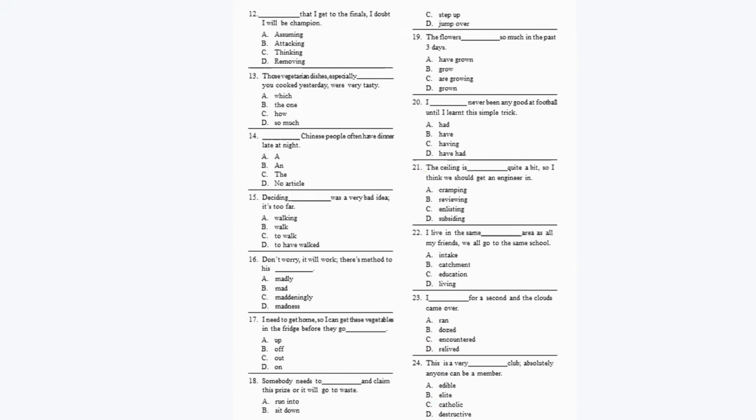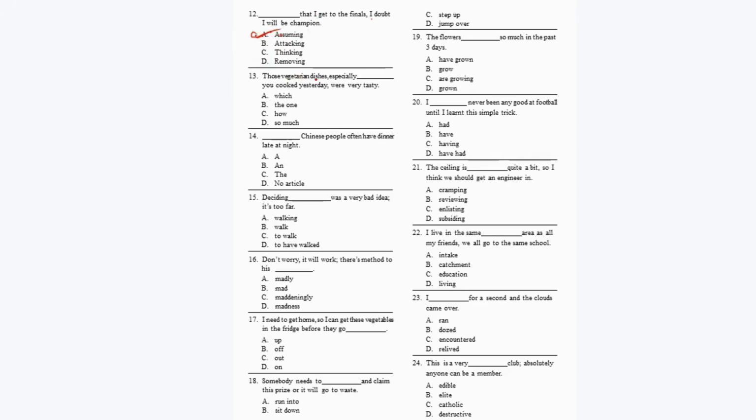Next, go to question number 12. Dash that I get to the finals, I doubt I will be champion. So here it should be assuming, attacking, thinking, remove. It should be assuming that I get to the finals. You need this word assuming because you doubt I will be champion. So it should be option A.